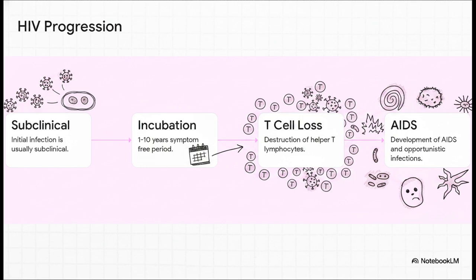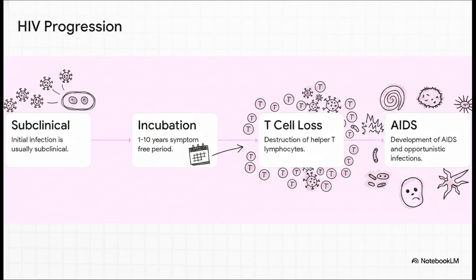HIV is usually transmitted through sexual intercourse, but also via blood transfusion, IV drug use, and transplacentally. The initial infection is usually subclinical. From there, most patients enter a symptom-free incubation period that can actually stretch anywhere from 1 to 10 years. During that time, the virus, which has a specific affinity for helper T lymphocytes, actively destroys these vital immune-regulating cells.